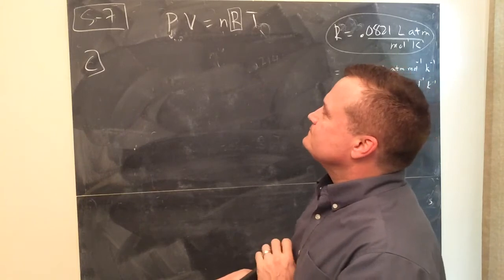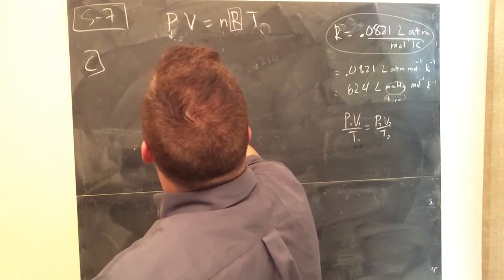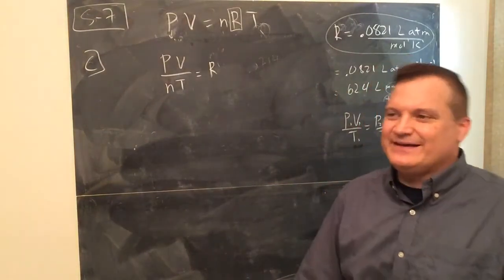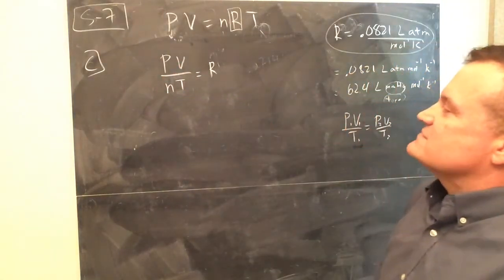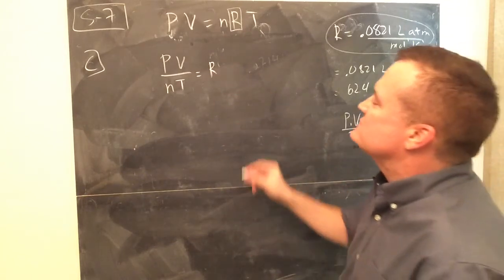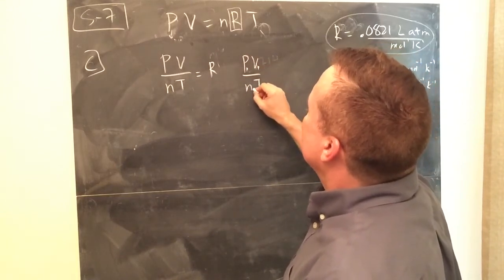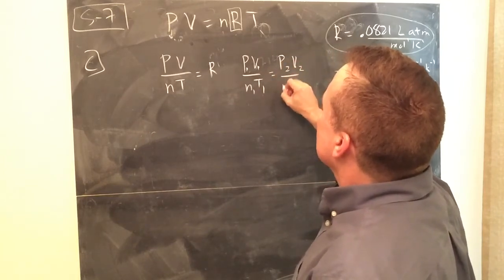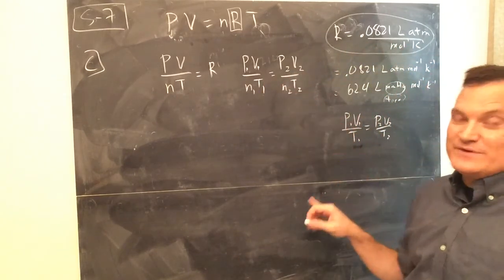Here's the way you can look at it. PV equals nRT. You can also say that PV divided by nT equals R. I mentioned that in the last video, but we didn't really need it then. PV over nT is R. It's a constant, so it stays the same. So what that tells you is PV over nT, P1 V1 over N1 T1, is equal to P2 V2 over N2 T2. Look at that. So we made a mega equation, kind of like the other one you see there.